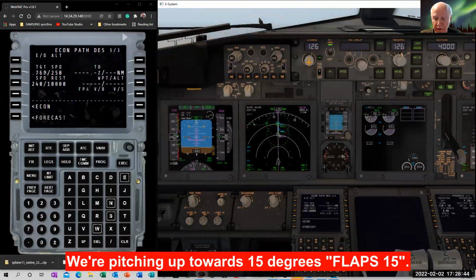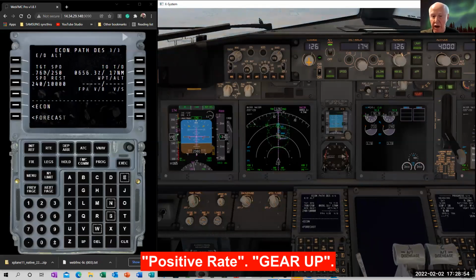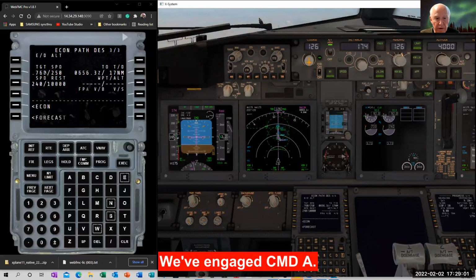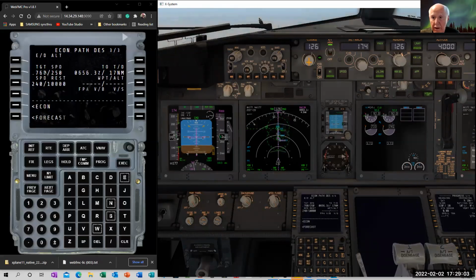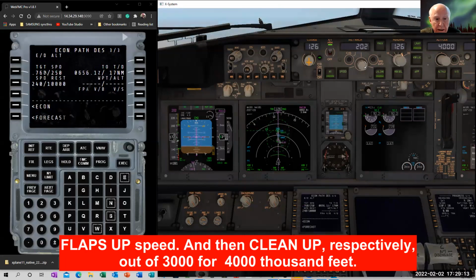We're pitching up towards 15 degrees, flaps 15, positive rate, gear up. We've engaged Command A. We want to go to LNAV, which we are in LNAV already. We've confirmed that. And now we can bug up to flaps up speed and then clean up respectively out of 3 for 4,000 feet.